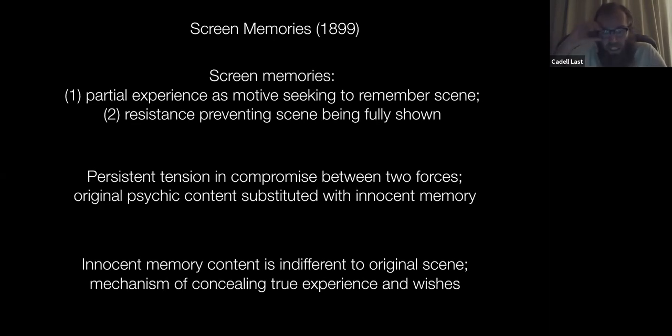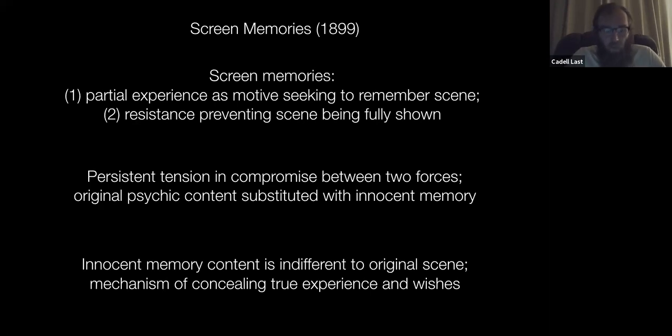On the one hand, you have these partial experiences, which are indifferent or innocent in themselves, but they are striving or seeking to be remembered for some other purpose, for some deeper motive. And then on the other hand, you have this force of resistance, which is preventing the full scene from being shown. So there are just these partial scenes. I have images in my head of being on the porch with my parents, or being in the forest in a wagon. They're just these flashes of memory, but they seem to be indifferent. They seem to be totally arbitrary.